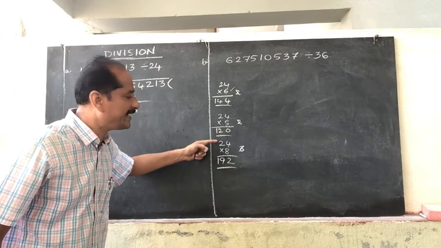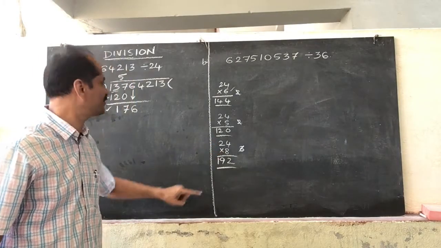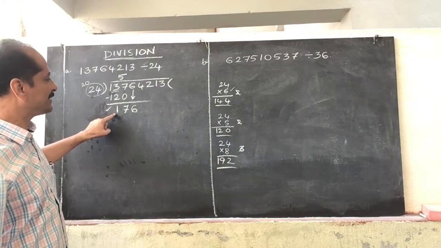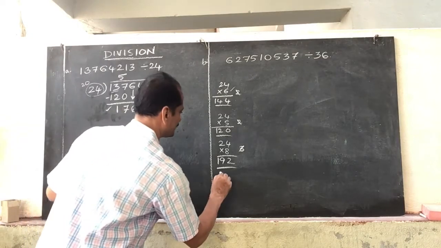It may not go for 8 times. It may go for 7 times only. One time take a check and see. So 7 times. But 6 times, if we see, is 144. Since it is more than 144, so check for 7 times also.